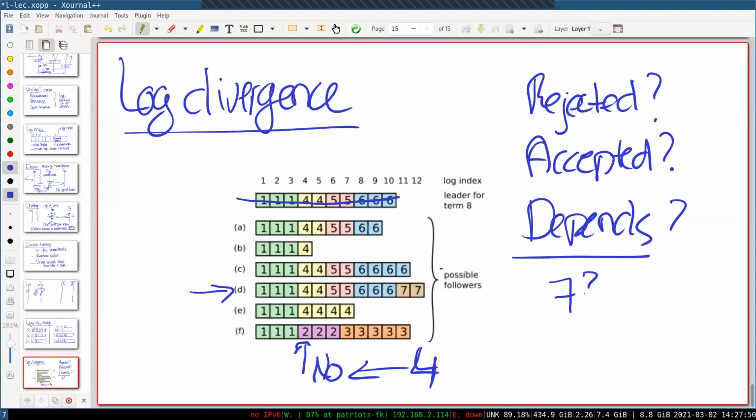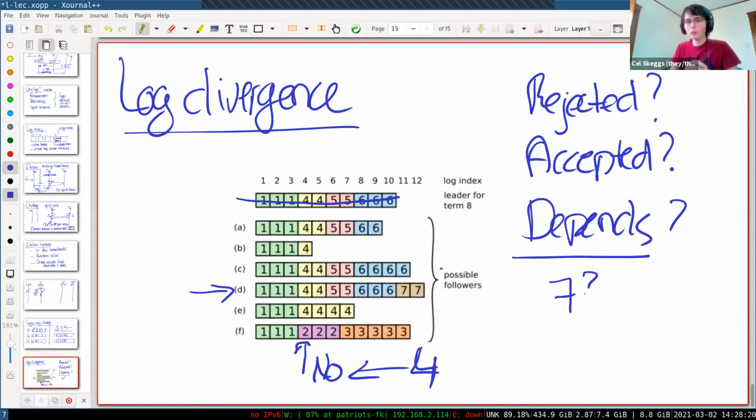Someone just put in the chat, I think, the answer to that. Grant said that as soon as D rejects the vote, A will revert to being a follower because it will realize that it has a lower term number. But not necessarily, because remember that the most recent term on their log is not the same thing as the most recent term that the server keeps track of.